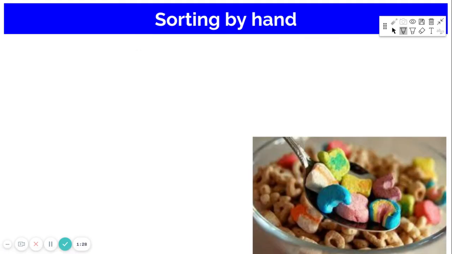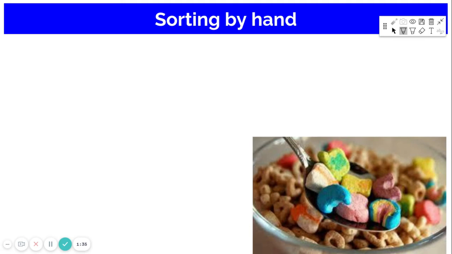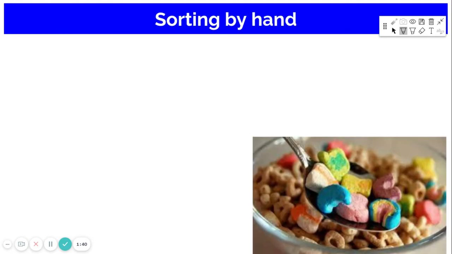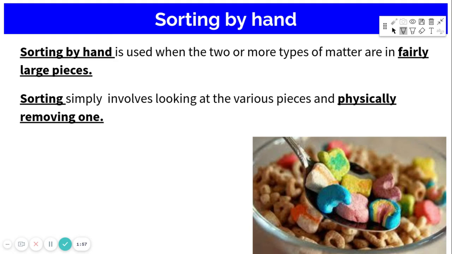Okay, so sorting by hand. Sorting by hand is used when two or more types of matter are in fairly large pieces. So if we go back to the notes, what kind of mixtures do we use hand sorting on? Well, it says right here, sorting by hand is used when two or more types of matter are in fairly large pieces. So it has to be a mixture where one of the materials mixed together is made of large pieces. Okay? Sorting by hand simply involves looking at the various pieces and physically removing one.